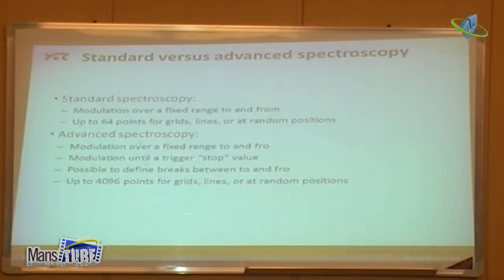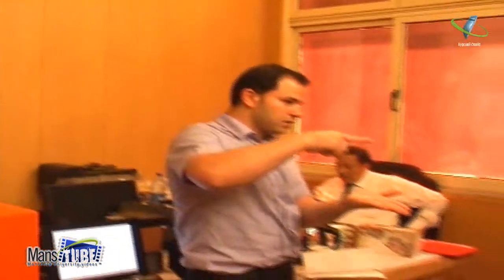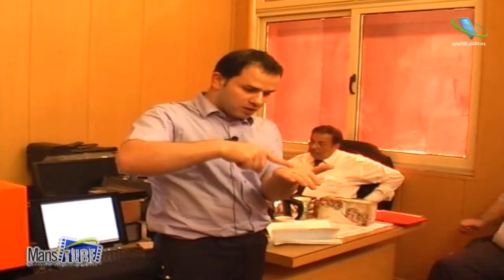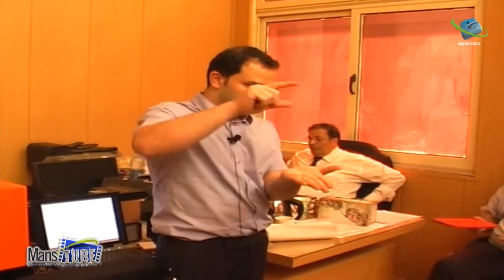And there are two kinds of spectroscopy: the standard spectroscopy and the advanced spectroscopy. In the standard spectroscopy, we can make a modulation for a fixed range at a special point. That means we have a distance. We can say, make an offset of, for example, 500 nanometers minus, and then go down 500 nanometers. This is the fixed distance.